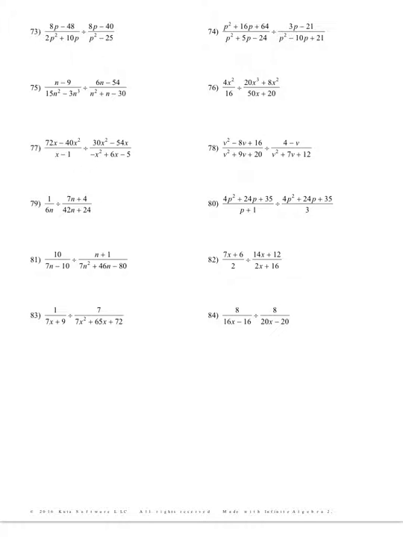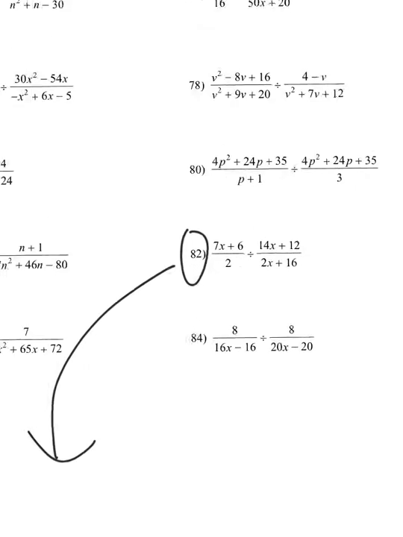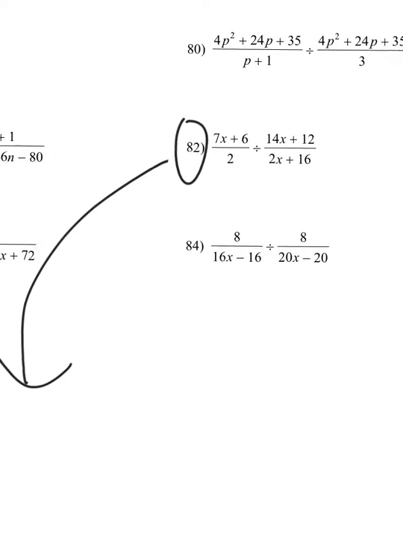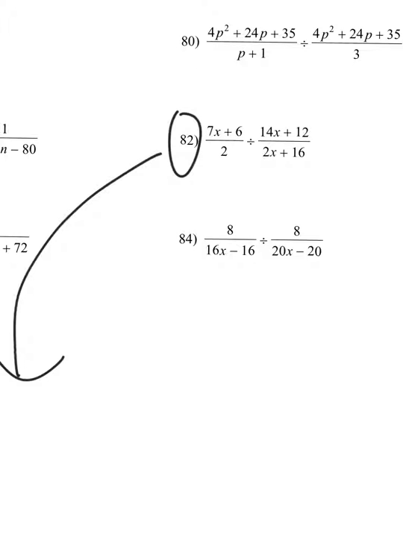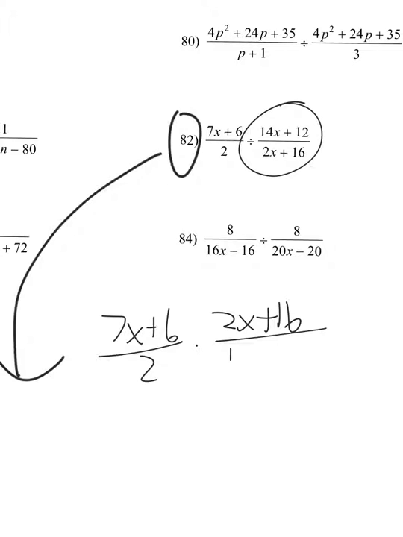And last one we're going to look at is number 82. And I will come down here. And let's see if we can make that bigger. Let's zoom in on it a little bit. So I have 7x plus 6 all over 2 times 2x plus 16. We're going to do the reciprocal of this, all over 14x plus 12.